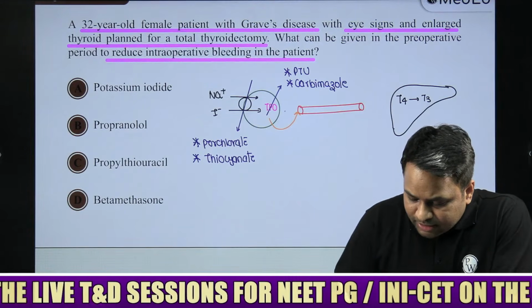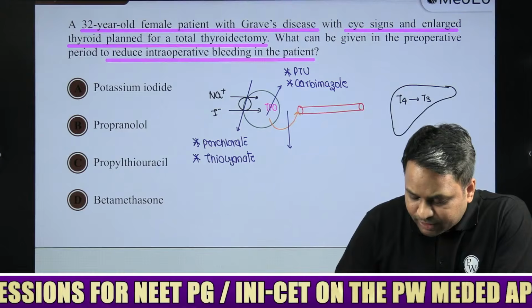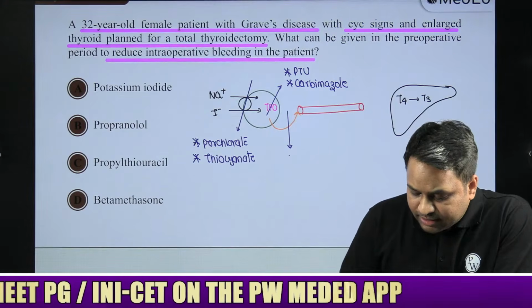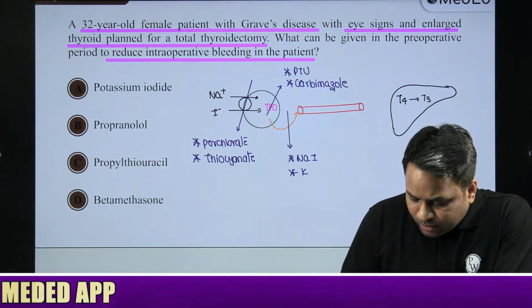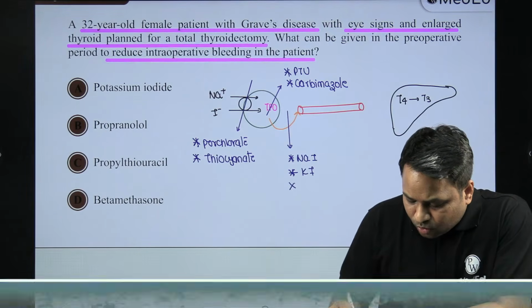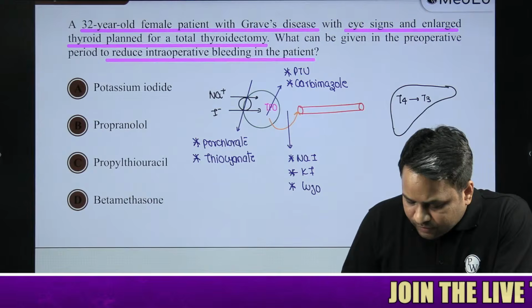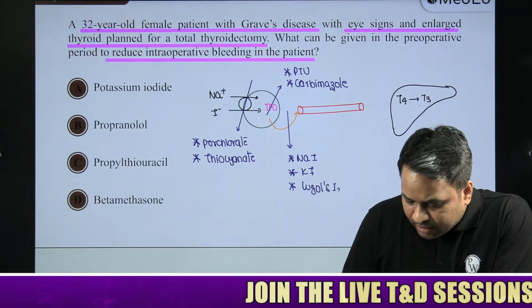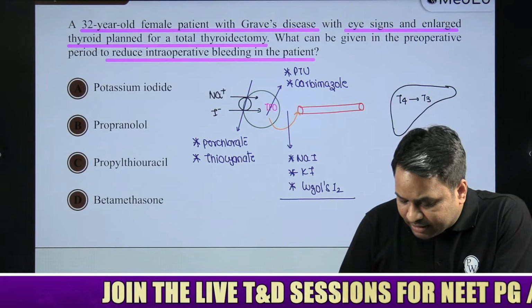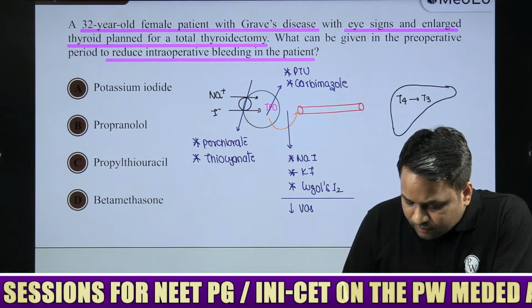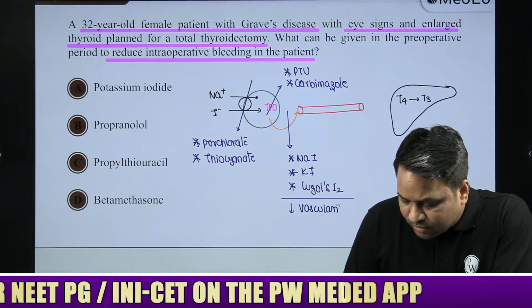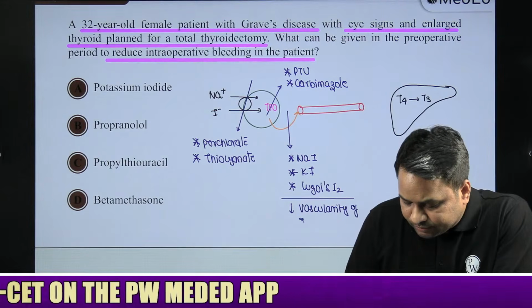Then you have drugs that inhibit the secretion into the circulation. These are your sodium iodide, your potassium iodide, and your Lugol's iodine. Remember, they have an additional property. They reduce the vascularity of the gland.